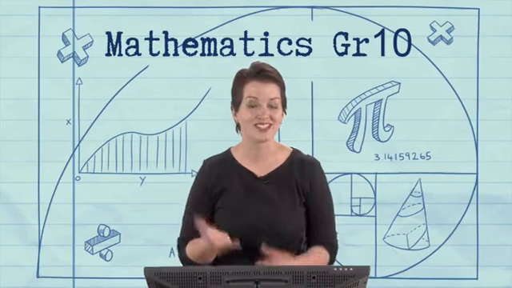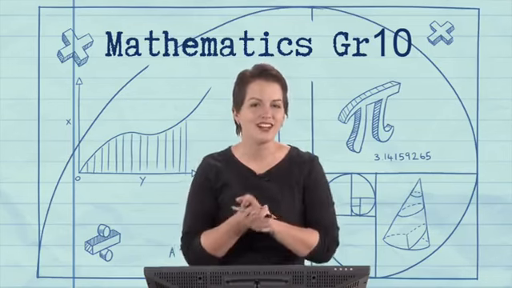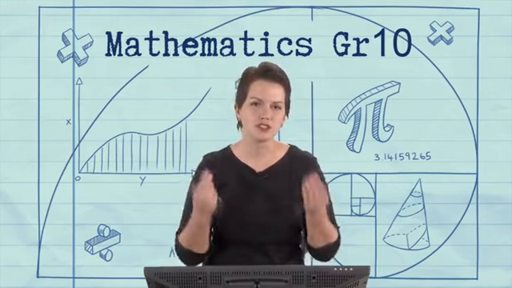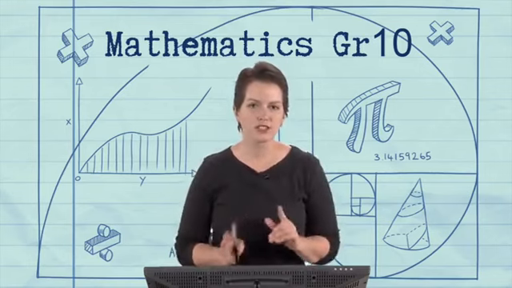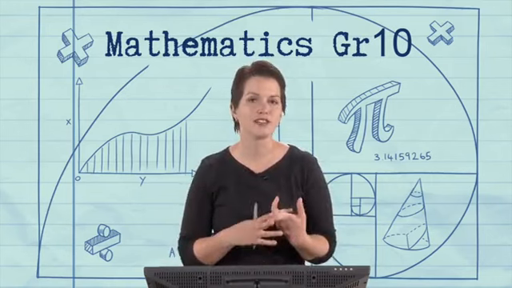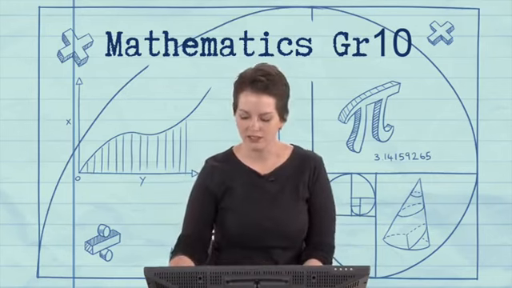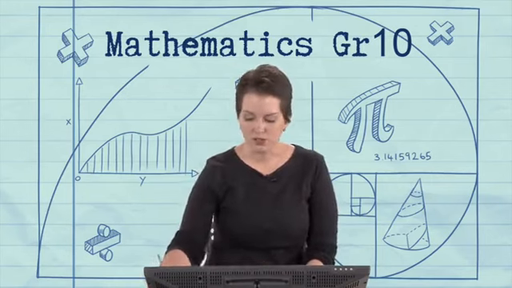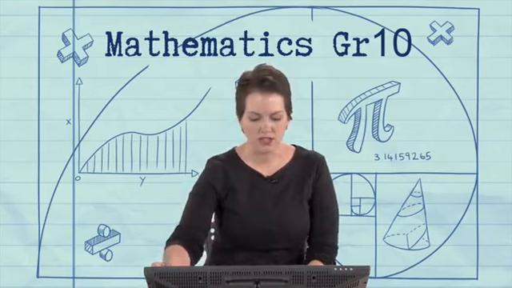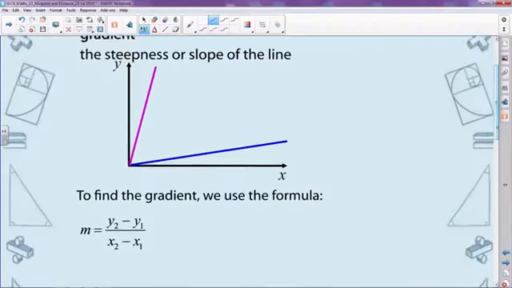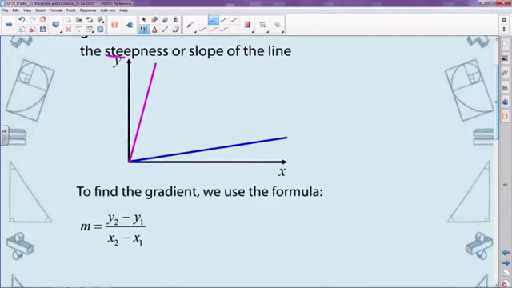Okay, so grade 10s, how did those definitions go? I hope they are all things that you remember. Maybe you struggled a little bit with the word collinear, but we'll go through it all now. So, the first word you had to define was gradient, and as we know, that's the steepness or the slope of the line. To find the gradient, we use this formula.